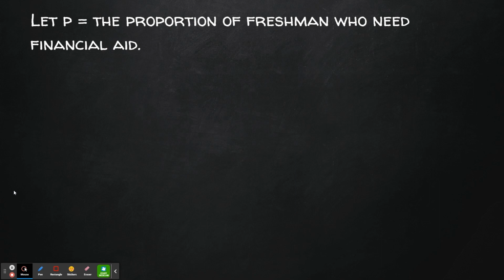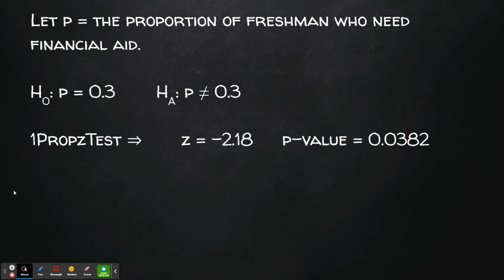So let's run a hypothesis test for this problem. Let P equal the proportion of freshmen who need financial aid. The null hypothesis is that the proportion equals 30%, and the alternative is that it does not equal 30%. We're going to gloss over the conditions for now, but if we run the numbers on this, we get a p-value of 0.0382.